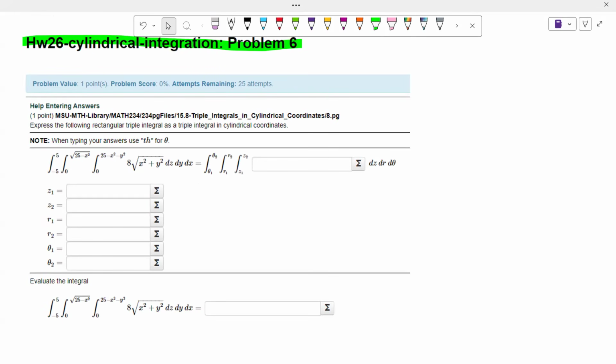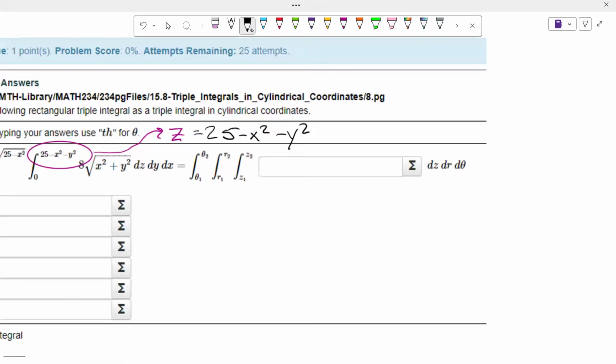And what do we have? We keep looking at our top and our bottom functions and come over here and look at a z. Let's do magenta for z. This is z equals 25 minus x squared minus y squared. It's actually pretty hard to see all of that, so let me move that up here. Z equals 25 minus x squared minus y squared.